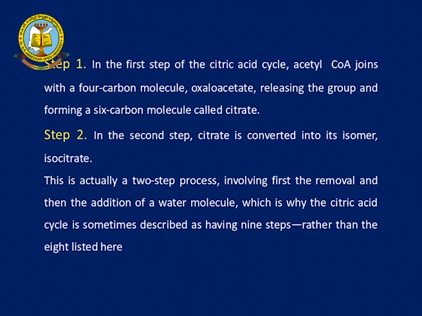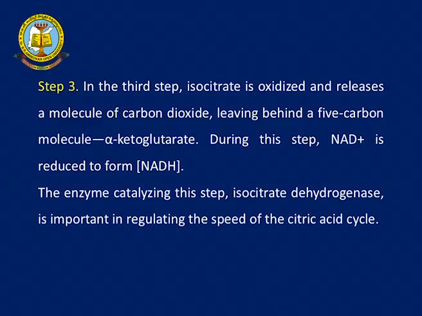The second step: the citrate is converted into its isomer, isocitrate. This conversion involves 2 steps, first the removal and then the addition of a water molecule, which is why the citric acid cycle is sometimes described as having 9 steps rather than the 8 listed here. In the third step, isocitrate is oxidized and releases a molecule of carbon dioxide, leaving behind a 5 carbon molecule, alpha ketoglutarate, and during this step NAD plus is reduced to NADH.